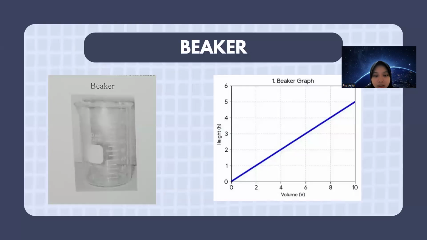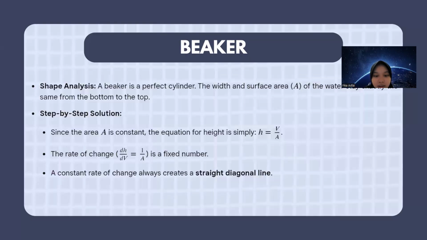First, let's look at the beaker. A beaker is a perfect cylinder. This means its cross-sectional area remains completely constant from the bottom to the top. Because the area does not change, the water level rises at a steady, uniform speed. Therefore, the graph is a perfectly straight diagonal line starting from the origin.